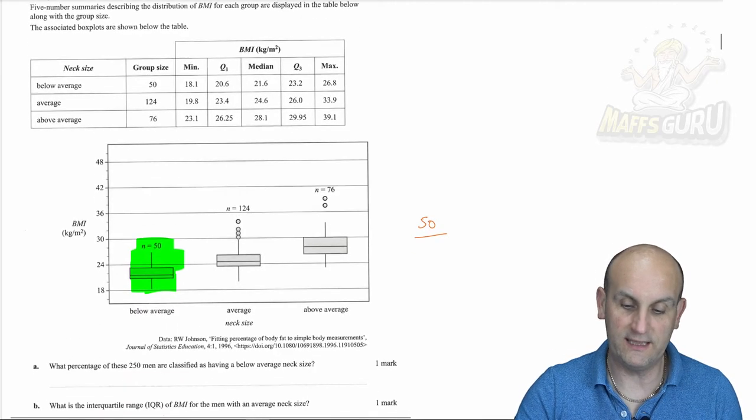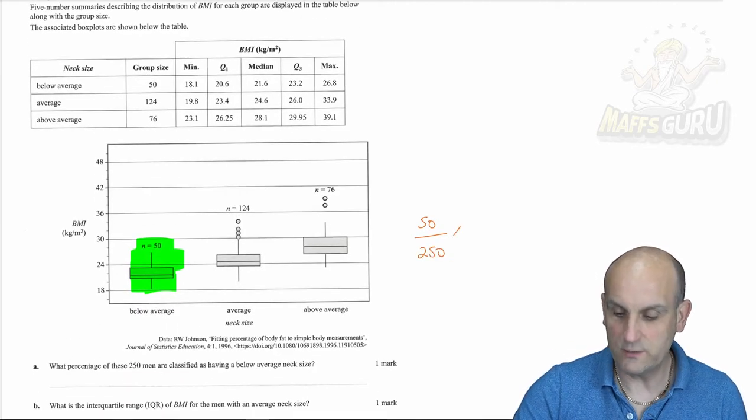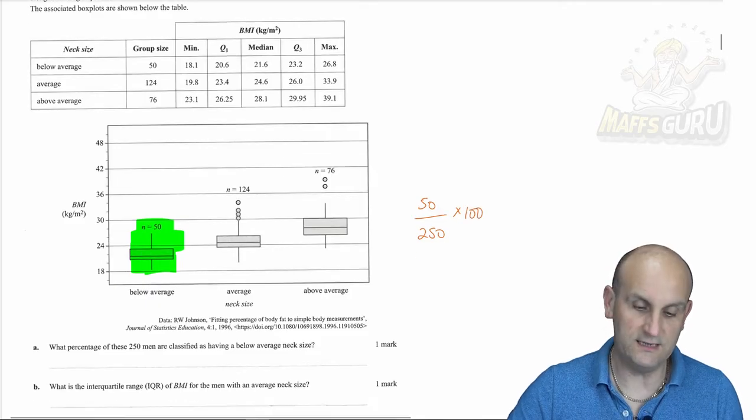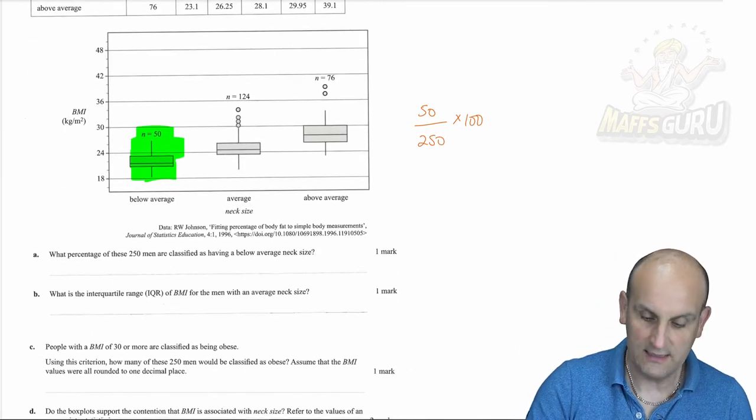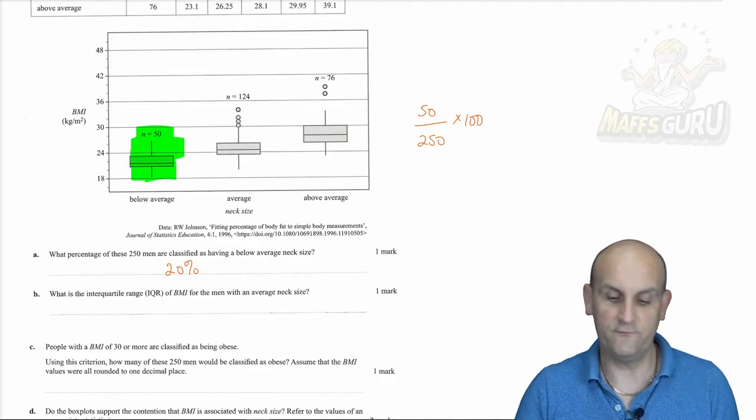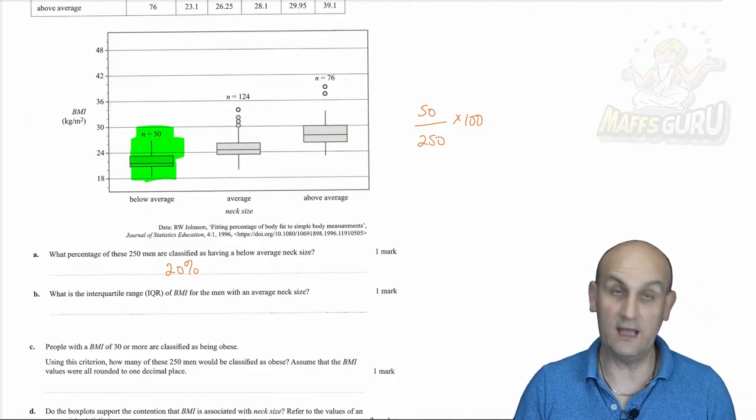And what did it say there were? Again, 250. And I would times that by 100 because it wanted it out of a percentage. So moving this up gave me 20% of my men were classified as below.